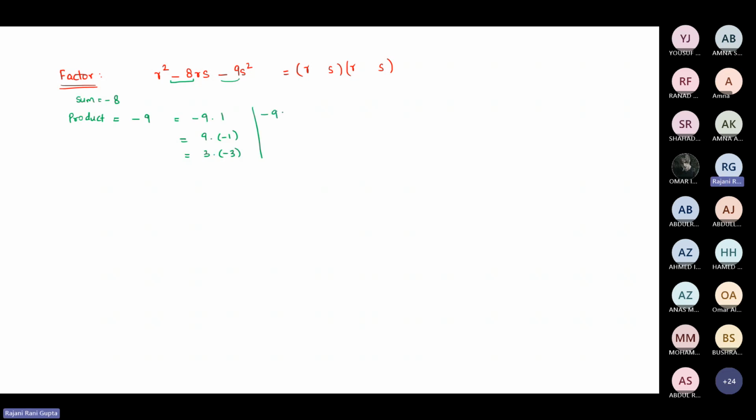To check, minus 9 plus 1 gives you minus 8. 9 minus 1 gives you 8. 3 minus 3 gives you 0. So what you need? You need sum to be minus 8. So this is your answer. So what you are having as the factors? Minus 9 and 1. So what you are going to do? You are going to write minus 9 here and plus 1 here. Is it clear?